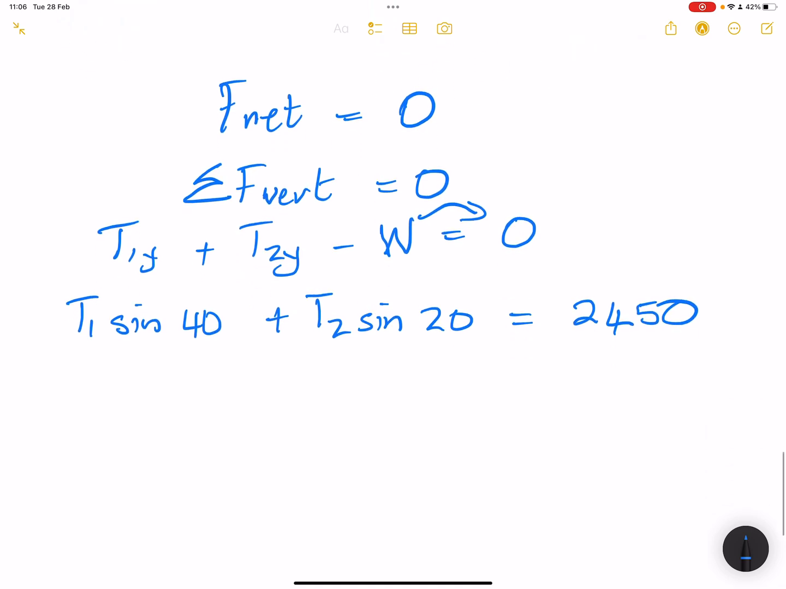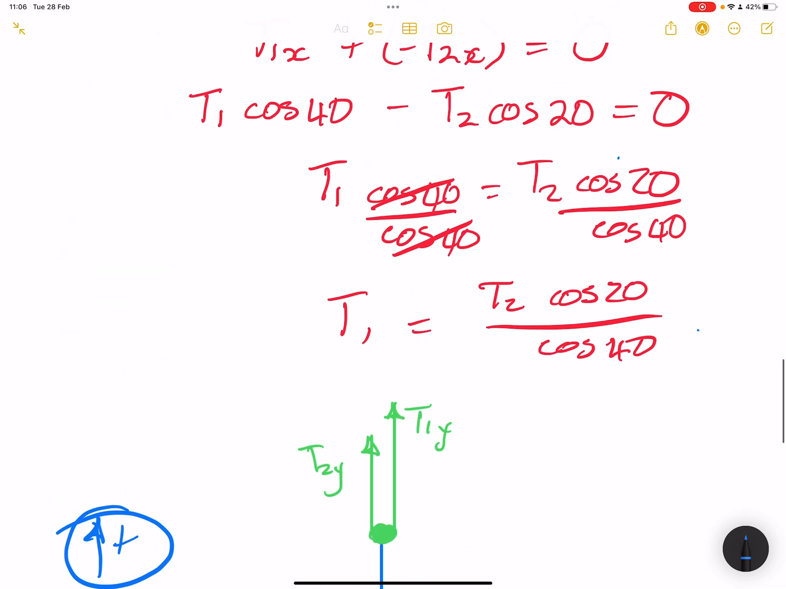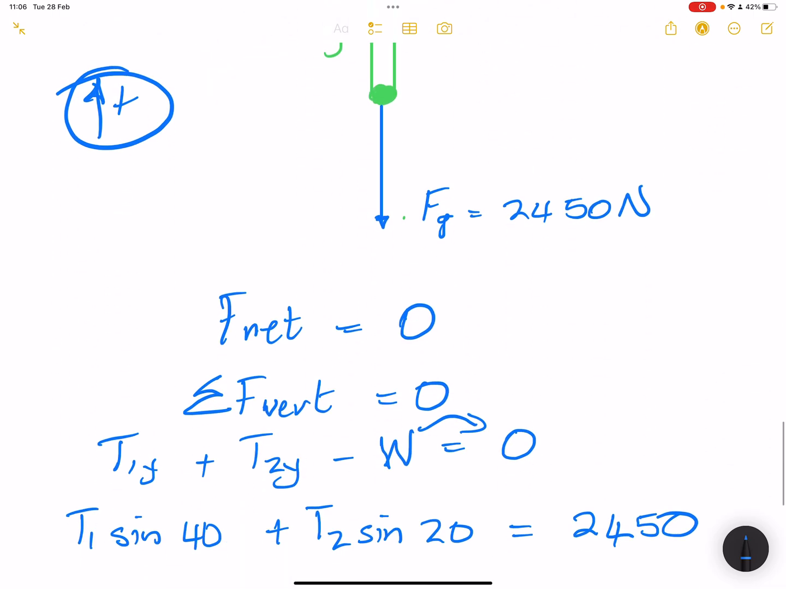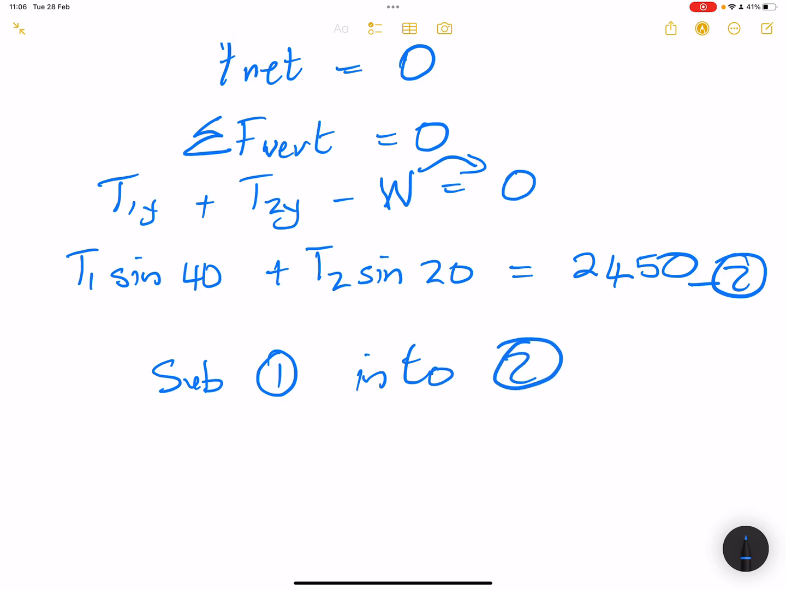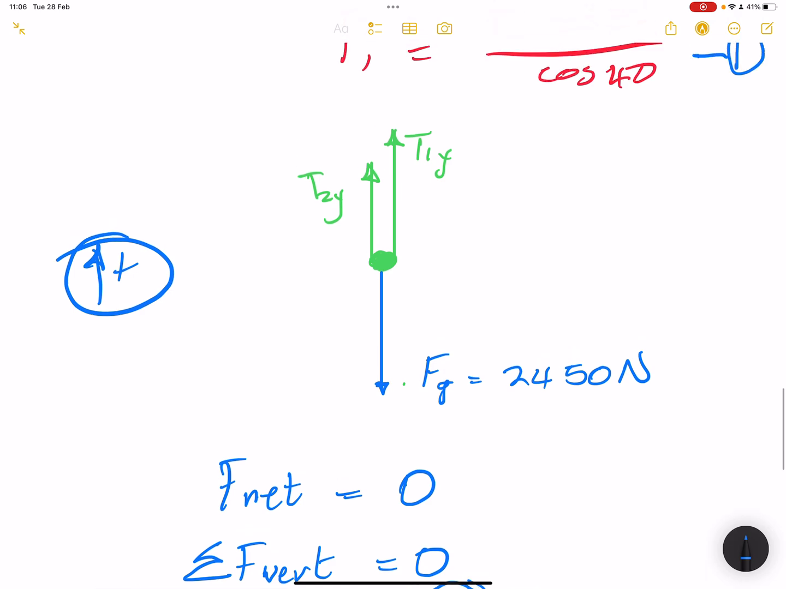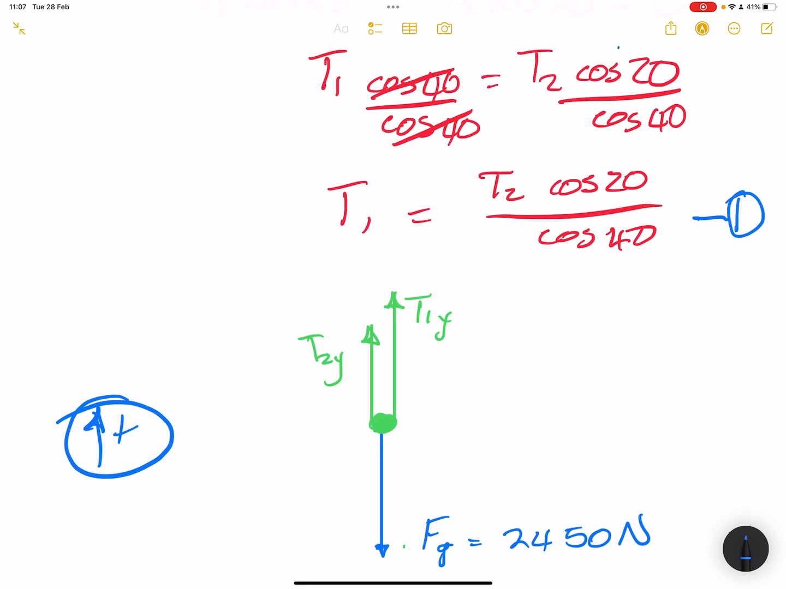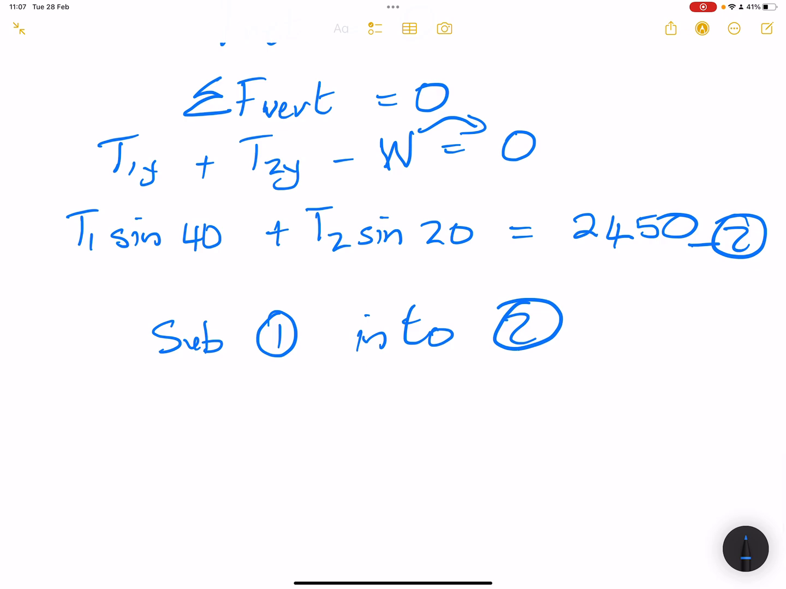Now, ladies and gents, if I can leave this as equation 1, then I can call this equation 2. And so what can I do? We need to solve this simultaneously. So I can substitute equation 1 into equation 2. It means where I see T1, I am going to substitute it with T2 cos of 20 over cos 40.